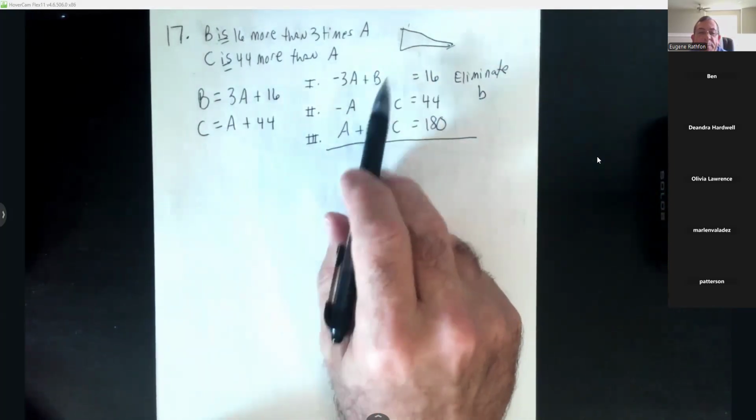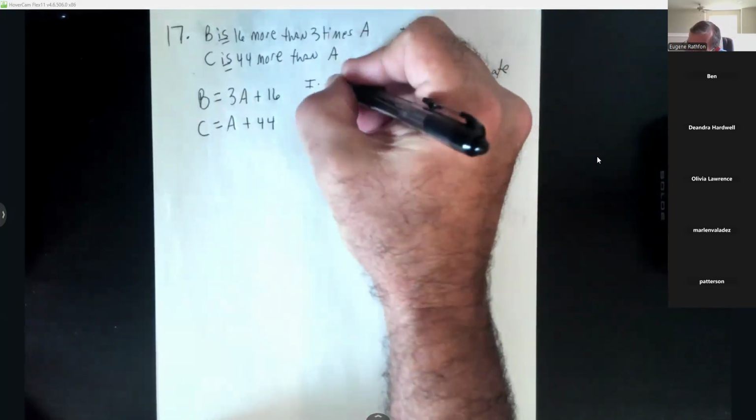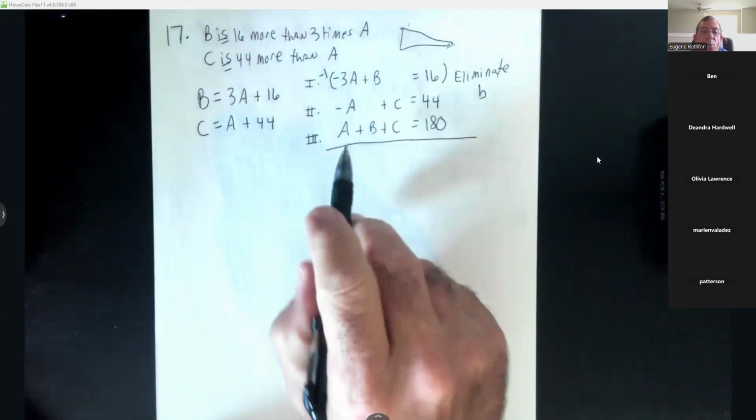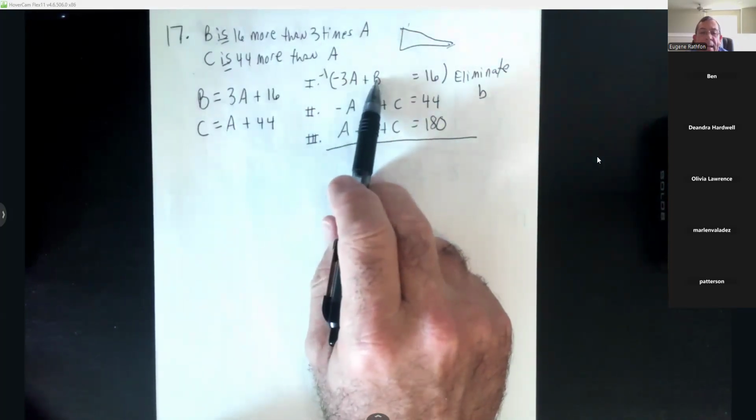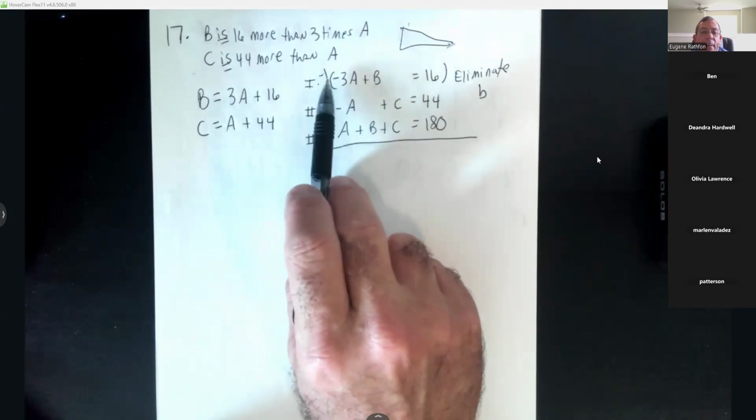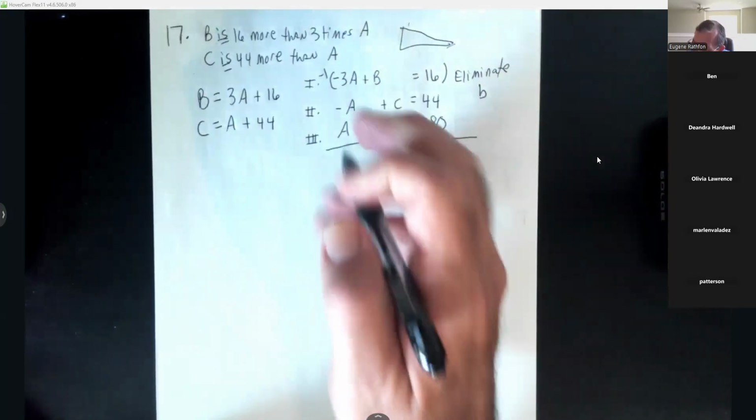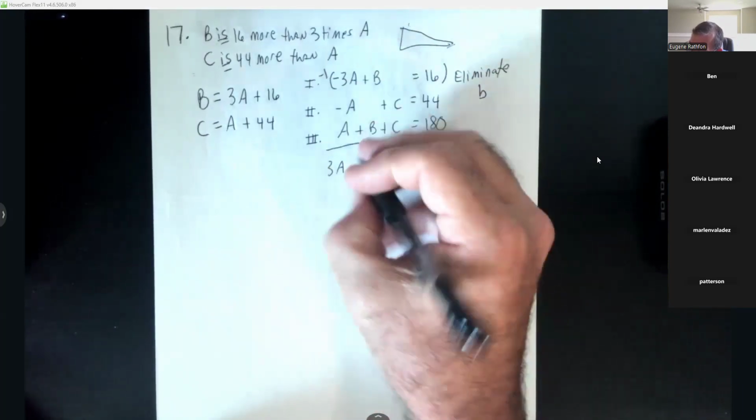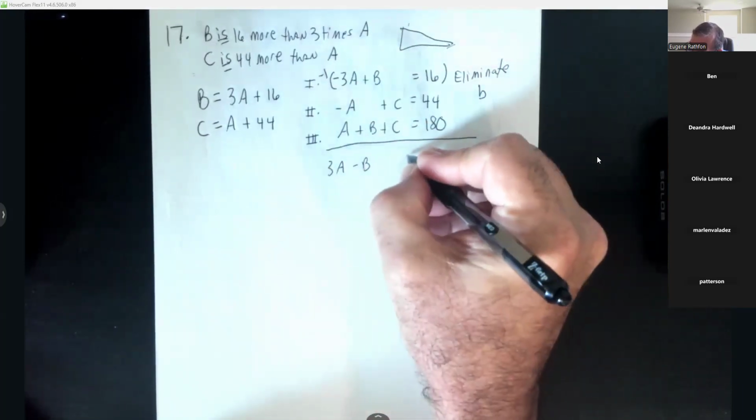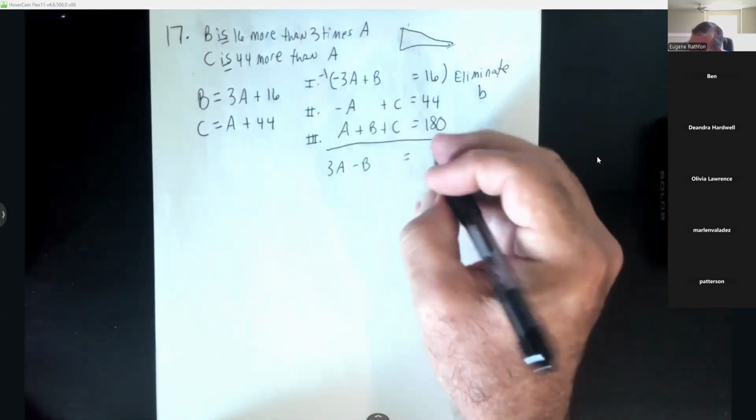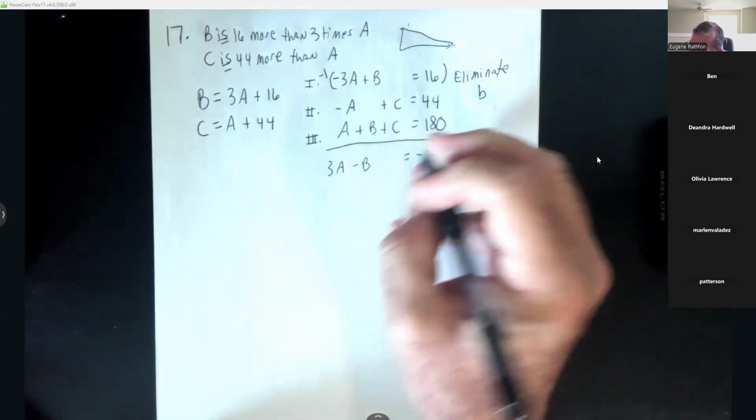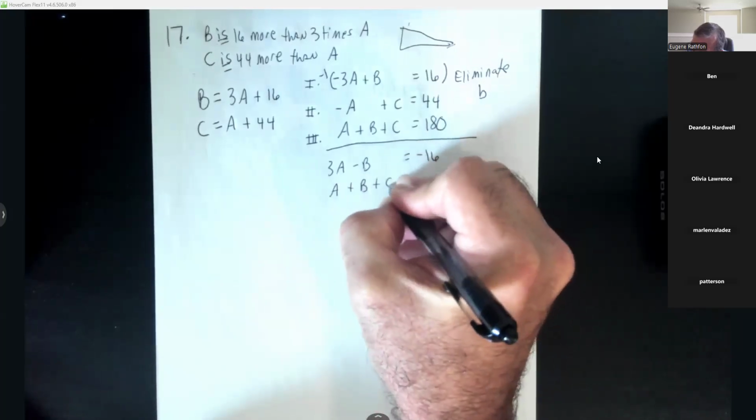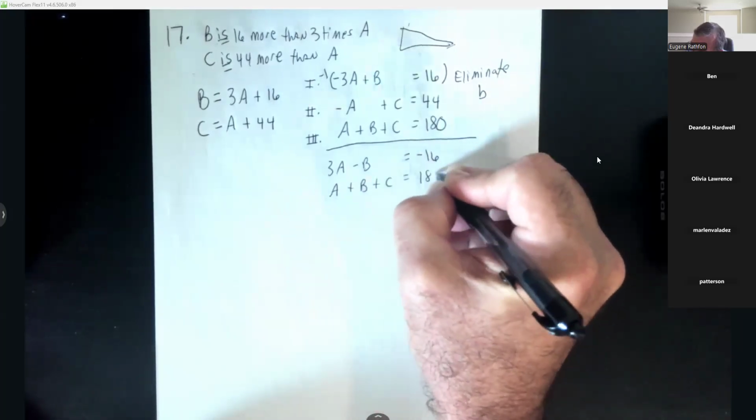So since both these B's are positive, I'm going to take this first equation and multiply by -1. That way that'll make that a negative B and they'll cancel. So negative times negative makes that a positive 3A. Negative times positive makes that a negative B. And then negative times positive makes that a negative 16. Then I'm going to bring over A plus B plus C equals 180.